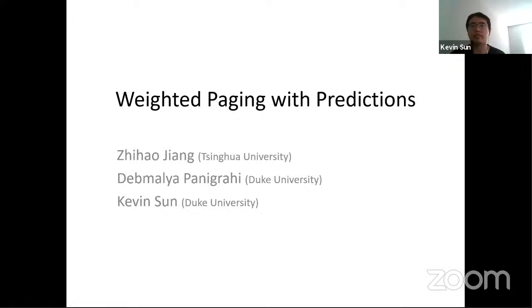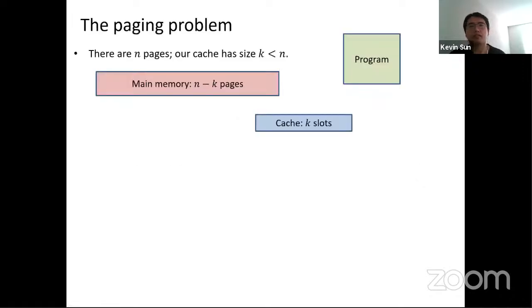So I'll be talking about weighted paging with predictions. This is joint work with Rahul Jiang and Debmalya Panigrahi, who are both actually here. The paging problem, as many of us know: there are n pages and we have a cache of size k, which is less than n.